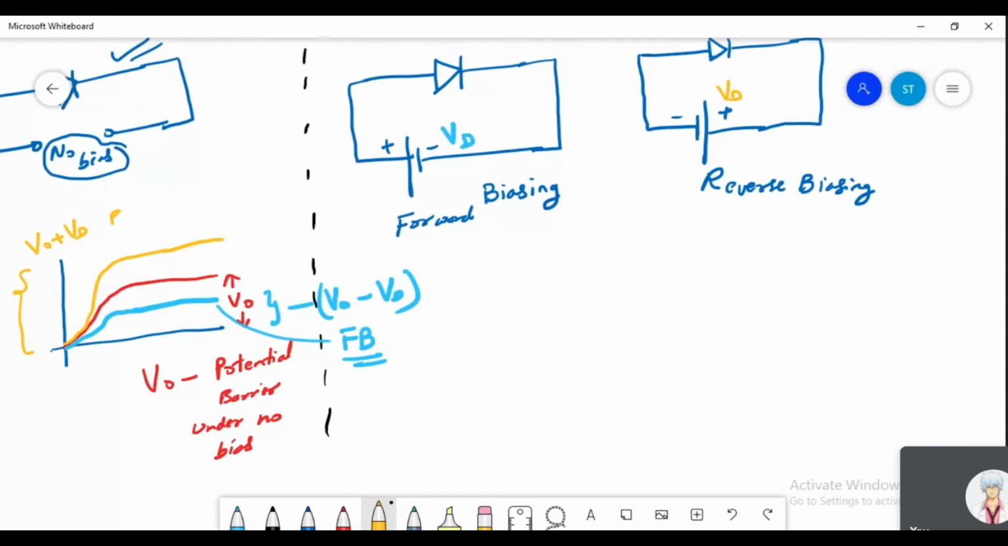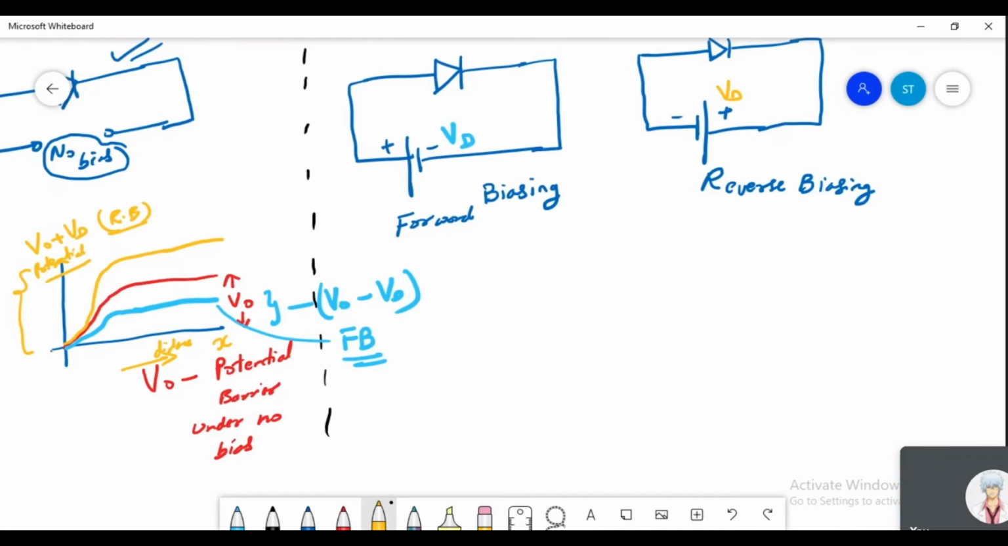Between what? On the x-axis is your distance, and on the y-axis is your potential. On the x-axis is distance from the junction, and on the y-axis is your potential. Okay. So what you see is that three cases come in front of you.